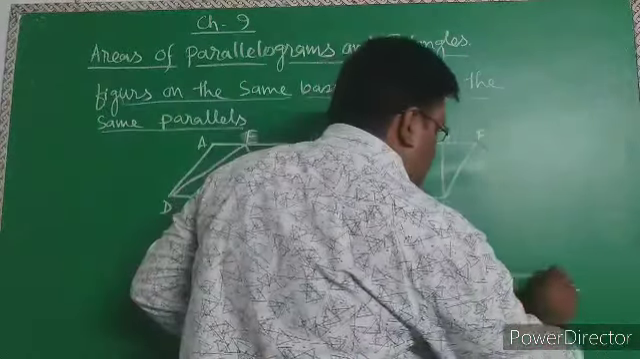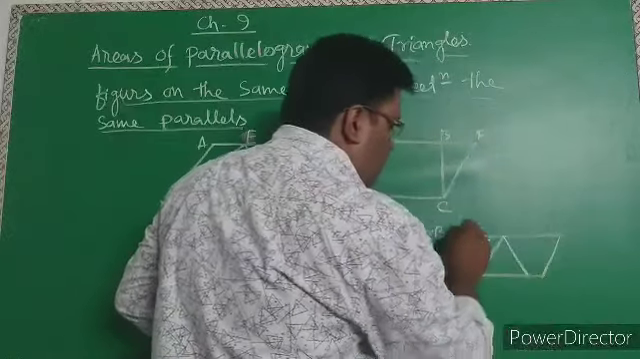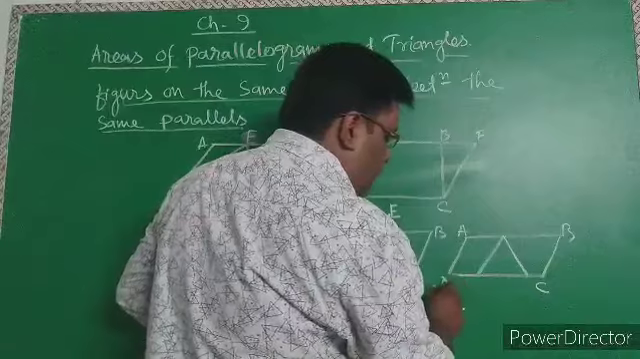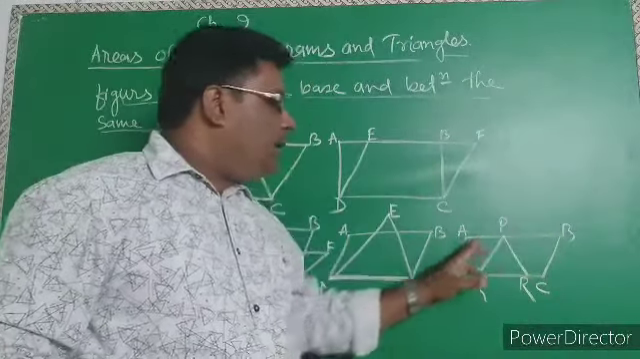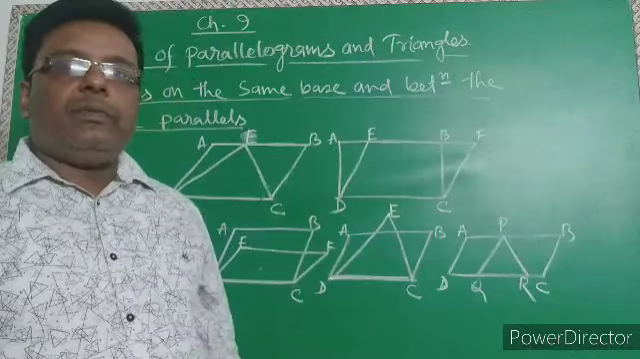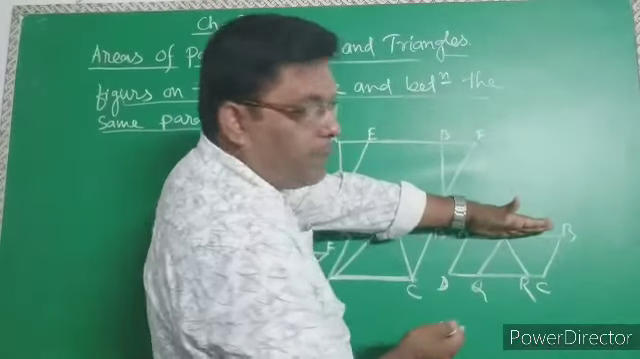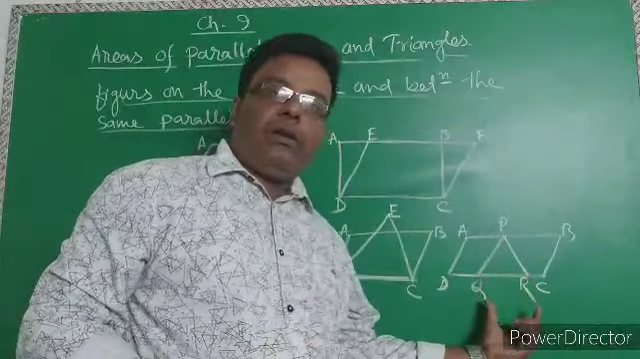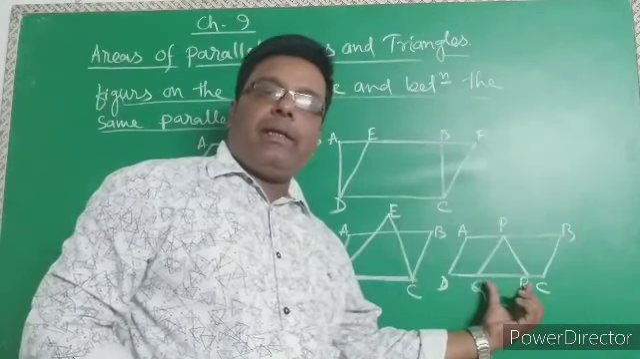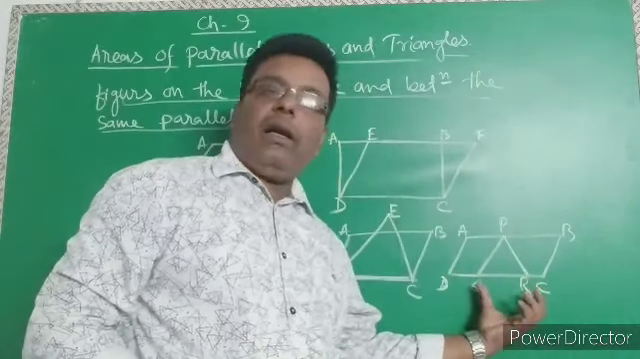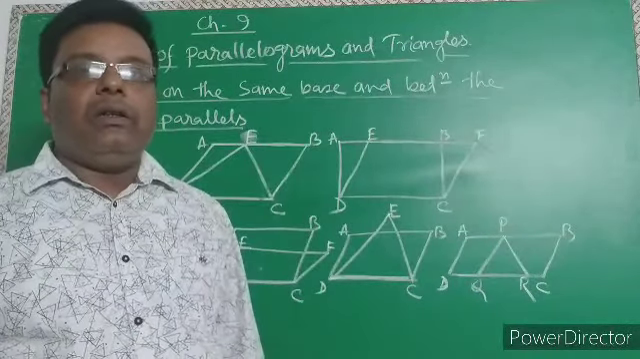And suppose here we draw another parallelogram, A, B, C, D, and P, Q, R. We draw a parallelogram ABCD and PQR is a triangle. Both the parallelogram and the triangle lie between the same parallels, because the vertices are on the same parallels, but the bases are not the same, because DC is the base of parallelogram ABCD and QR is the base of triangle PQR. So DC and QR are not equal. That is, they lie between the same parallels but their bases are not the same.